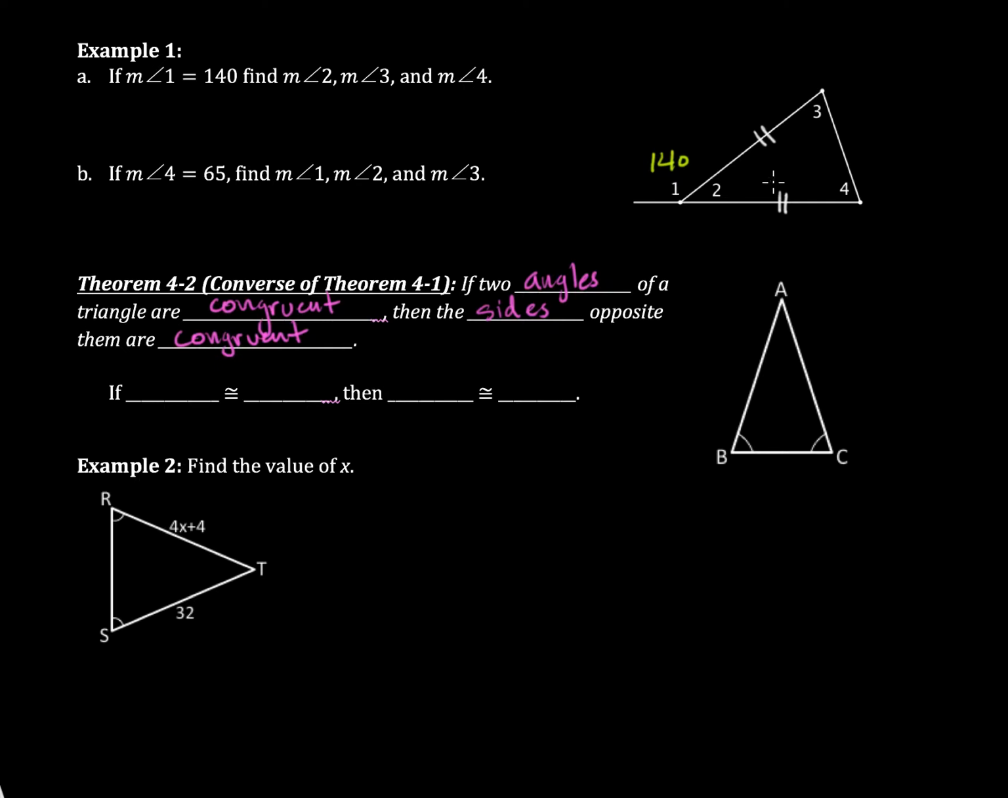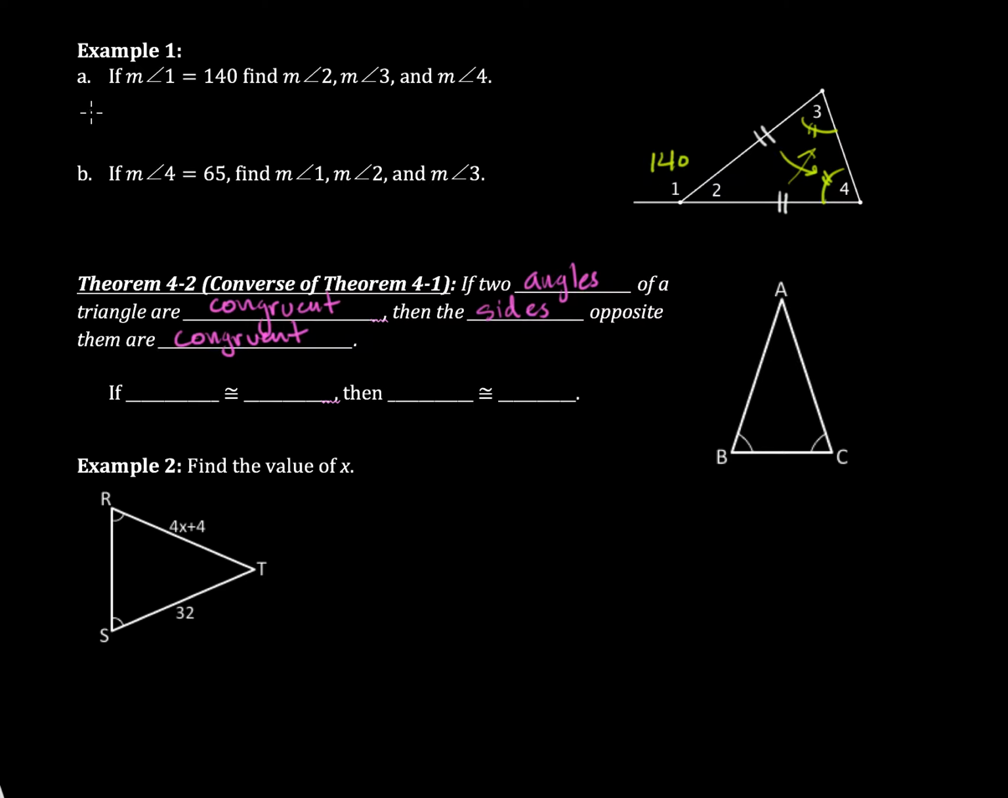Well, first of all, I might want to remember that according to Theorem 4-1, in this picture, if this side and this side are congruent, it would mean that angle 3 would be the same as angle 4, because they're opposite these congruent sides. So I can keep that in mind, that angle 3 and angle 4 have to be the same. And I know that angles 1 and 2 would add up to 180.